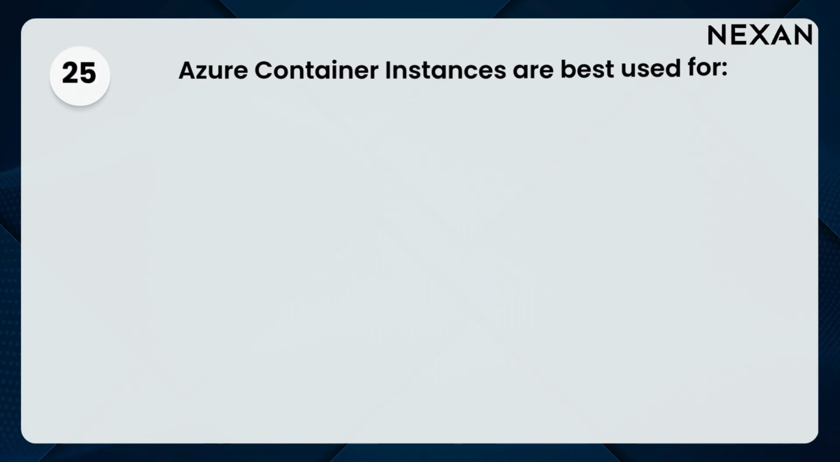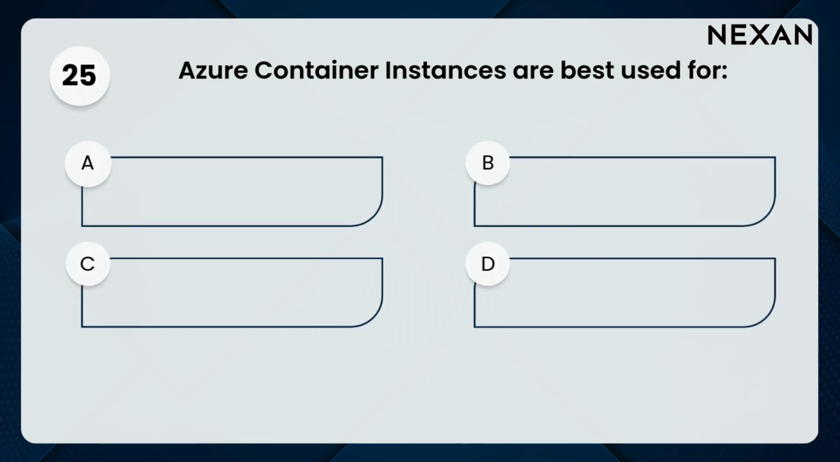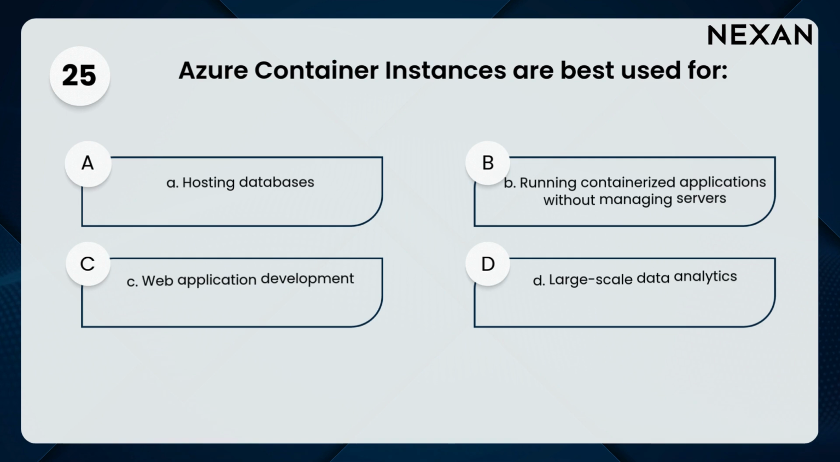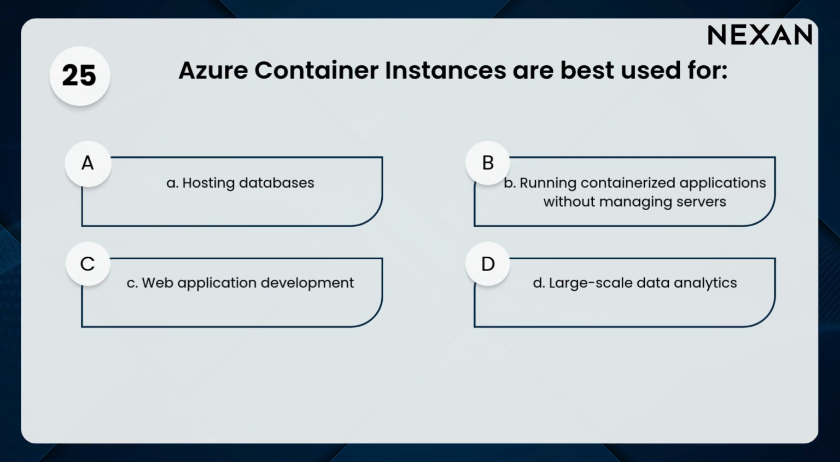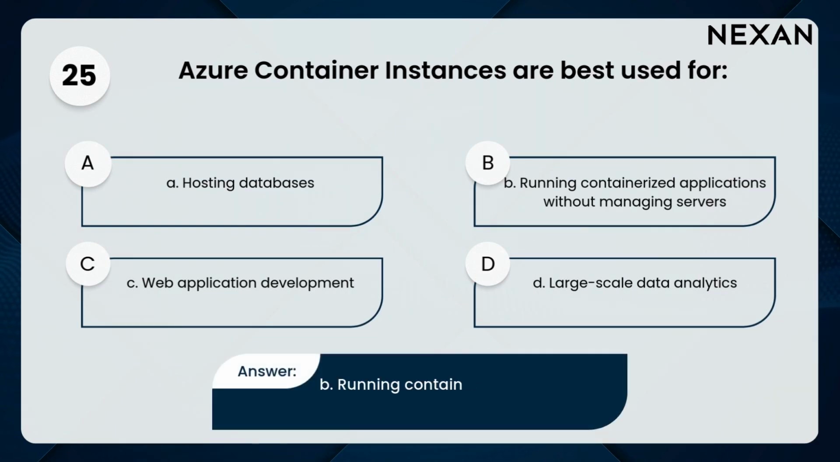25. Azure container instances are best used for A. Hosting databases. B. Running containerized applications without managing servers. C. Web application development. D. Large-scale data analytics. Answer: B. Running containerized applications without managing servers.